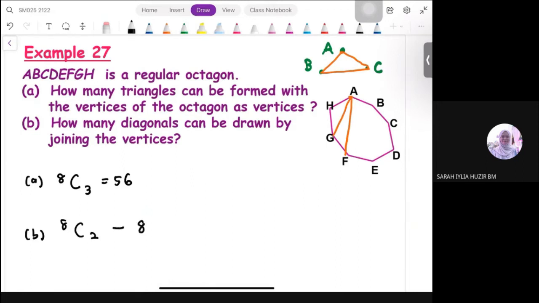Mana datang 8 yang kita tolak? 8 come from the sides of our octagon. Kalau kita terus kira 8C2, maksudnya kat sini, saya highlight A go to H, dia akan kira sebagai satu line. A go to B, another line. But then that is not considered as diagonal. That is basically sides of our octagon. Dia bukannya garisan diagonal, dia garisan tepi je kan. So kita kena tolak 8 option dah. So 8C2 minus 8. Okay. So in this case, our answer would be 20.